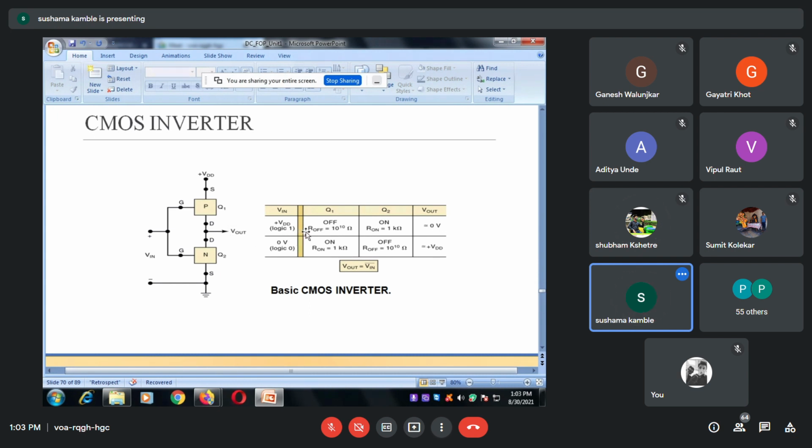Okay. That which one is off? Here Q1 is off, Q2 is on, output equal to 0. For logic 0, Q1 is on, Q2 is off, and you are getting a VDD. एक बार अगर समझ में आया तो आप लोग खुद से ये सब कुछ लिख सकते हो.